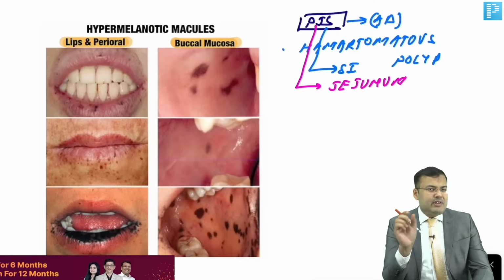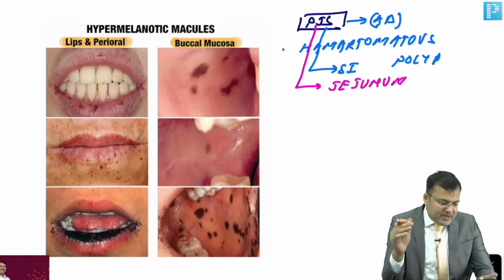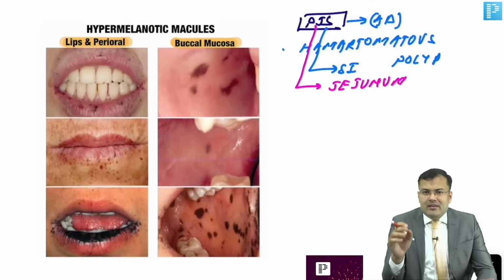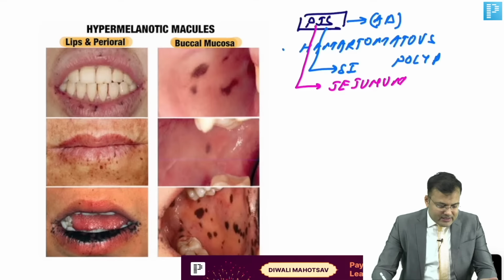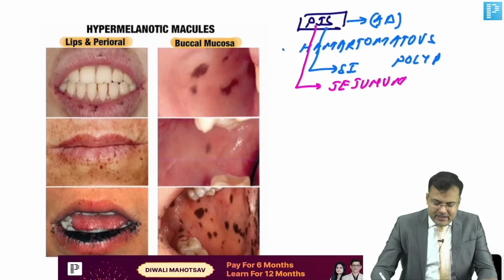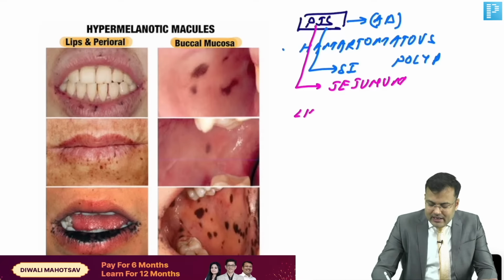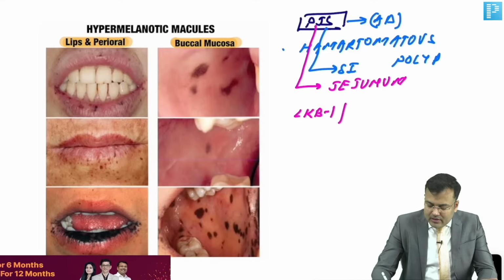Can anybody tell me what is the name of the gene mutated? I am waiting for your reply. Anybody can tell me what is the name of the gene mutated? Yes, Nazia, Nandu, Anuj, Twinkle, gene mutated. It is LKB1 or STK11.